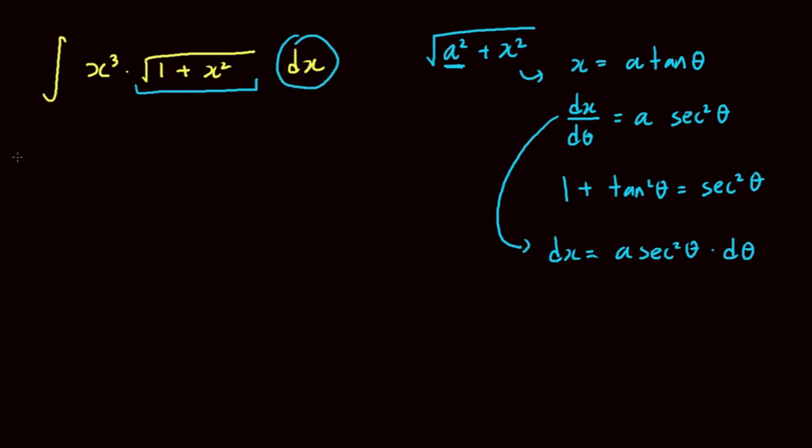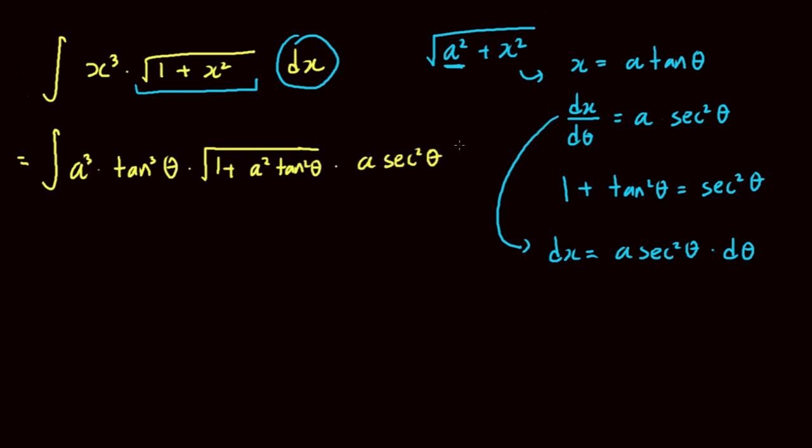So without further ado, let's simplify the integral. x cubed would be a cubed times tan cubed theta, and the square root is going to be 1 plus a squared tan squared theta, times a sec squared theta d theta.